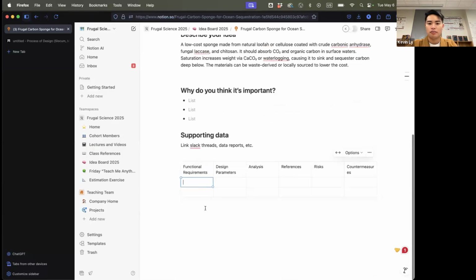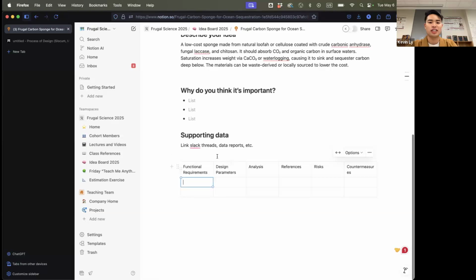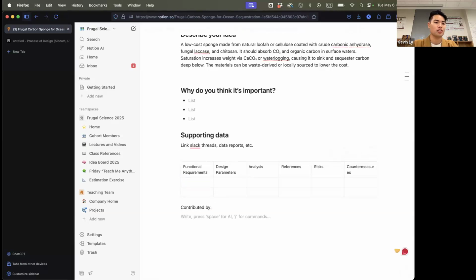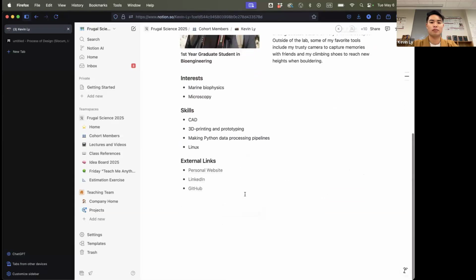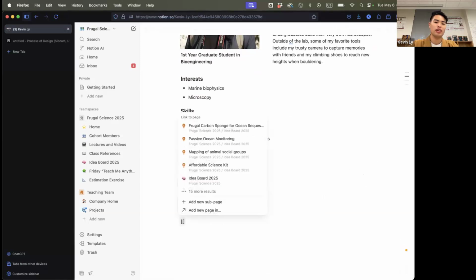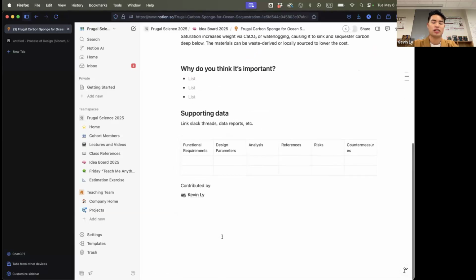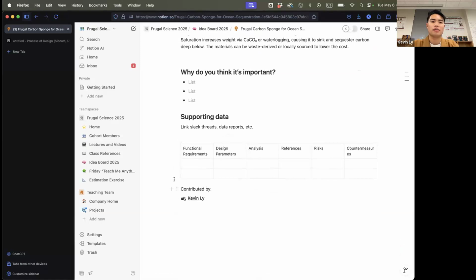So just so that I can keep track of who has done what, if you contributed to a Fred Park, you could put "contributed by" and then a link to your page. For example, I'll put Kevin. And you could do a bi-directional link, like contributed to the frugal sponge for carbon sequestration. So it's just a bi-directional link. Cool.